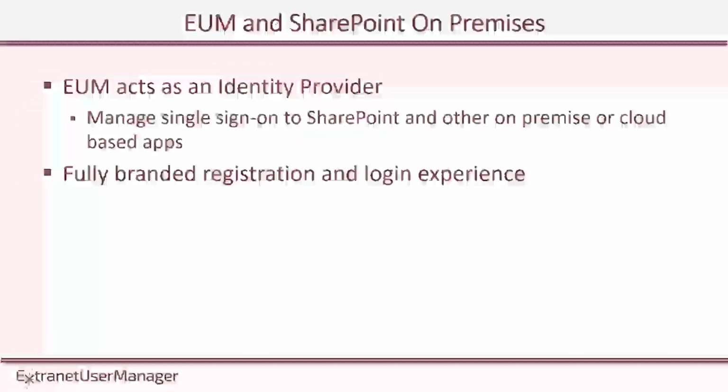So that's from a cloud Office 365. That's where most people's focus was, but I do want to talk about on-premises as well. Basically, in this scenario here, Extranet User Manager acts as what's called an identity provider. So basically, it presents the login form, it figures out what groups people belong to, and SharePoint can then decide what permissions to grant to that user from there. So it manages that whole single sign-on experience.